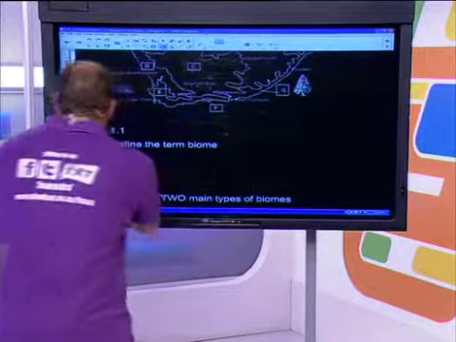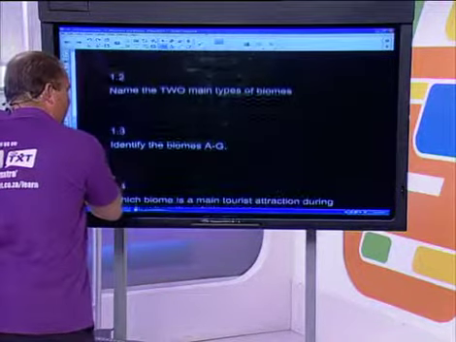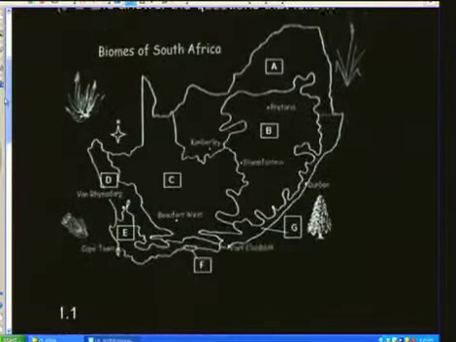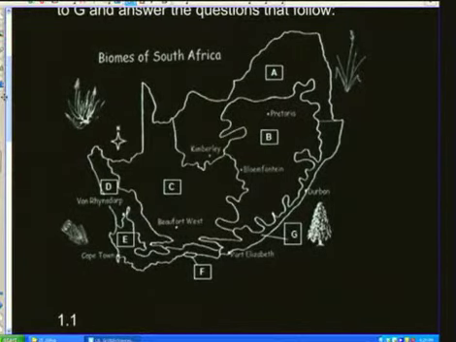Right, now the next one I want to look at: identify biomes A to G. Looney, let's see how good you are. Let's see if you can give this to me. If you remember, I gave you this map. That's why I went through it so quickly with you. So let's see how well Looney listens when I talk to you. The pressure is on, girl.